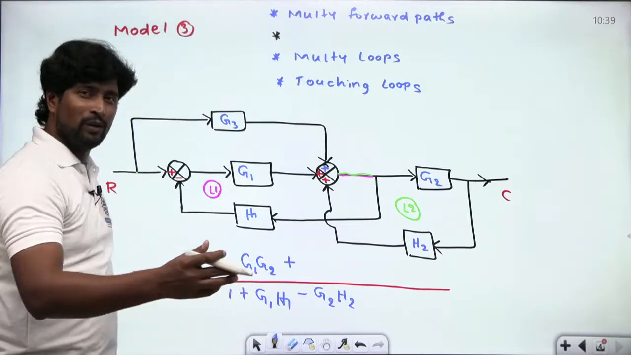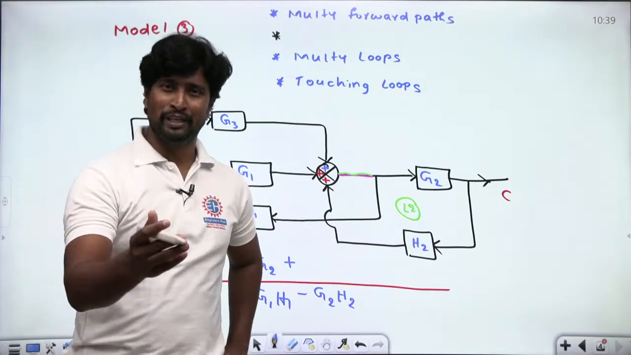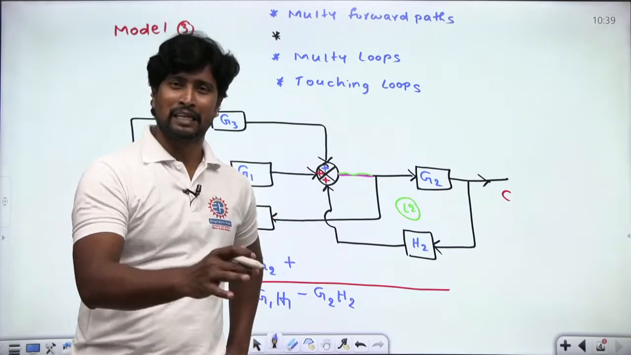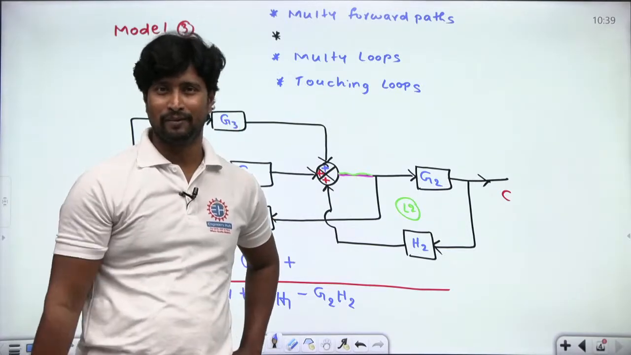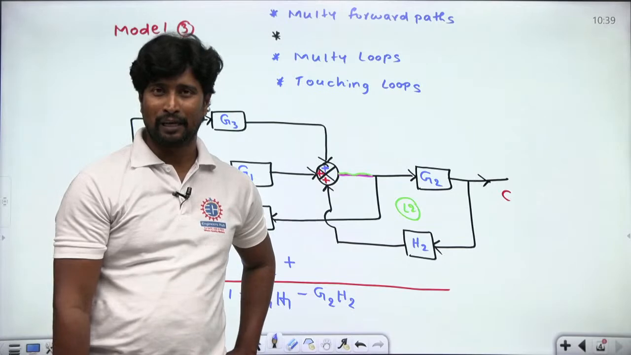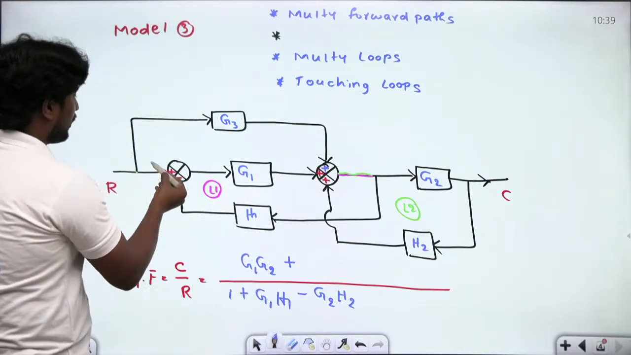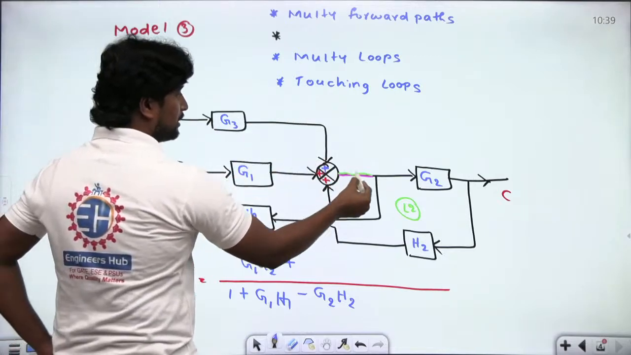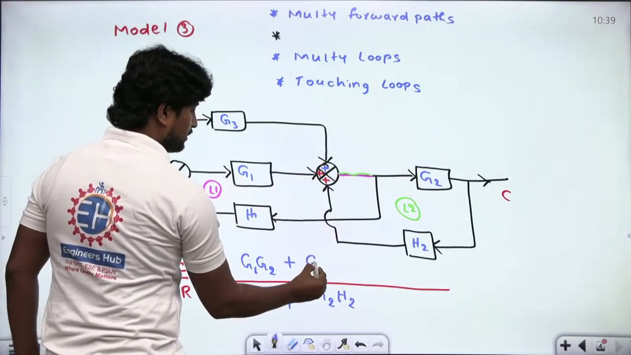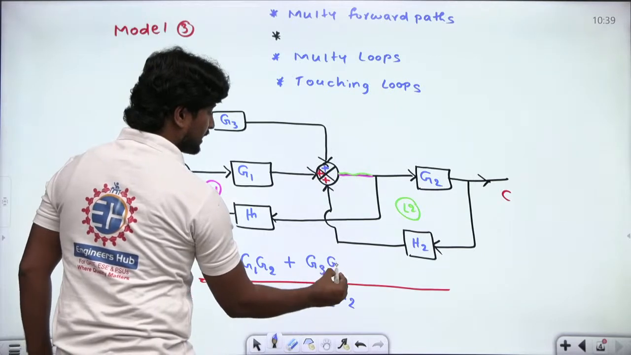Briefly, we'll discuss later the meaning of BDR and the meaning of SFG. Here I introduced only the shortcut methods. Are you clear? Right. Now come to here, guys. So what is the second forward path? G3, G2. G3, G2 is the second forward path.